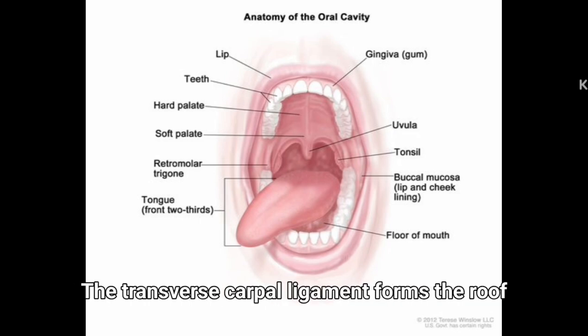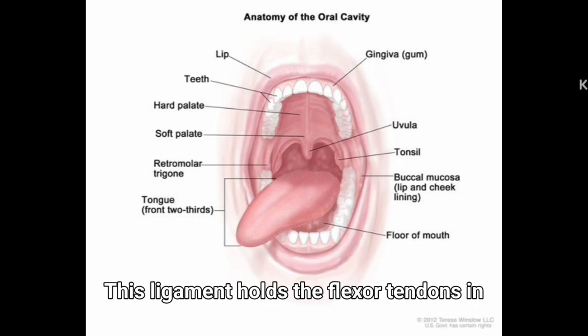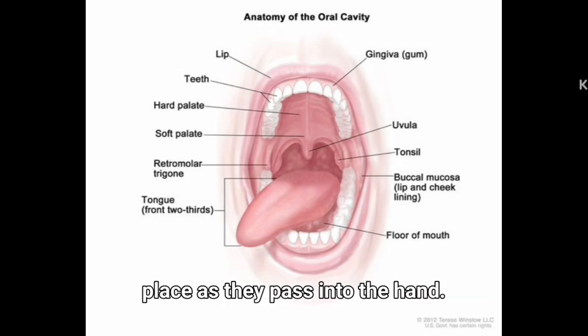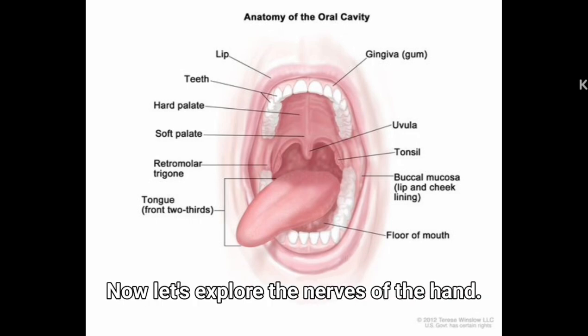They prevent sideways movement and stabilize the fingers during gripping. The transverse carpal ligament forms the roof of the carpal tunnel. This ligament holds the flexor tendons in place as they pass into the hand. Now let's explore the nerves of the hand.